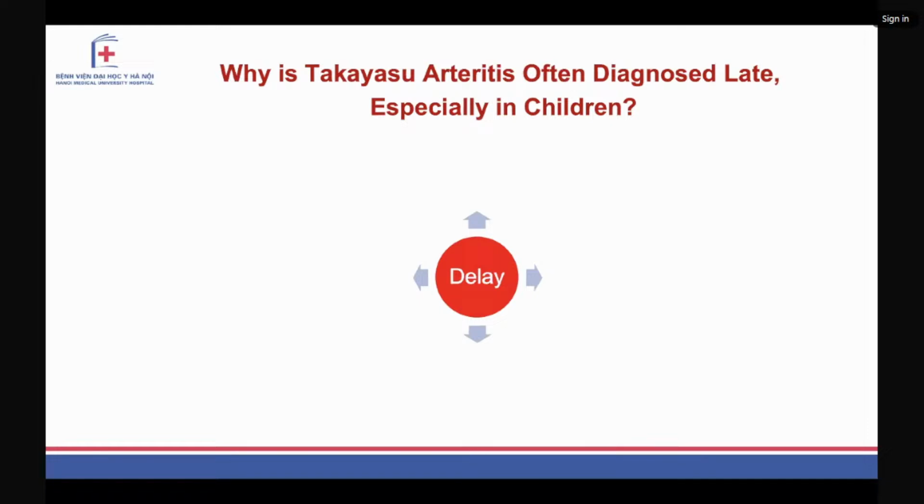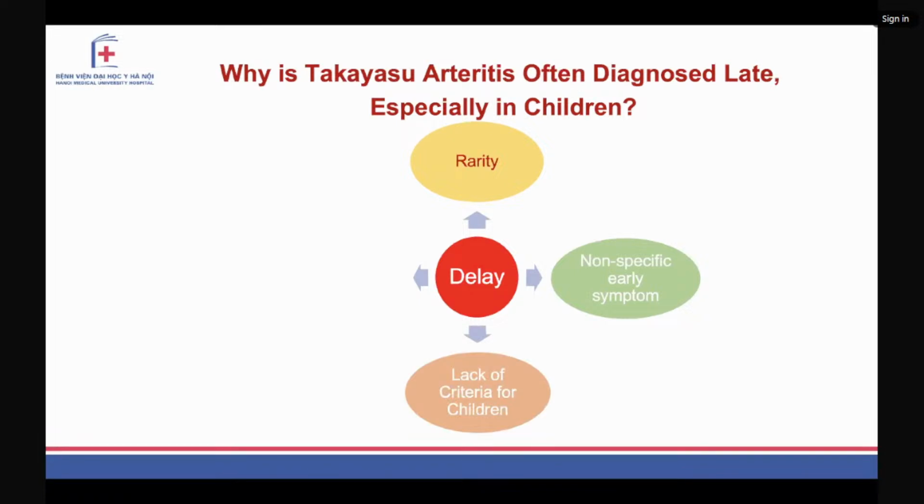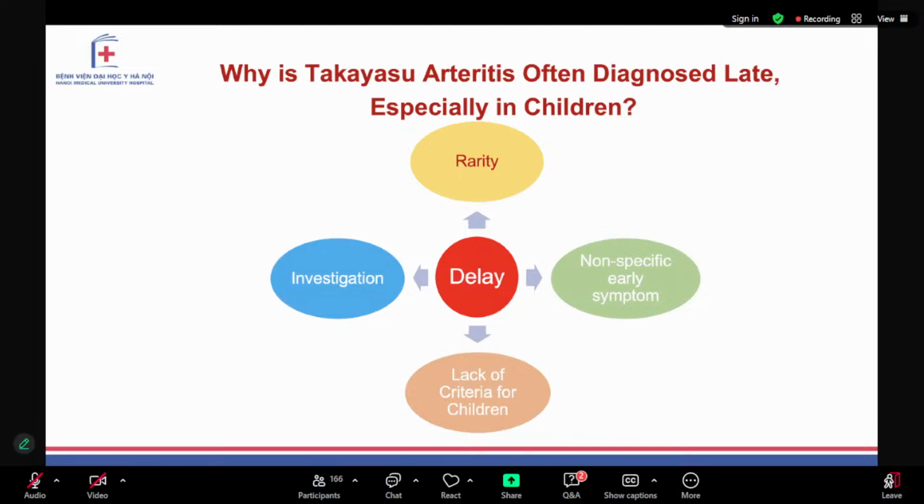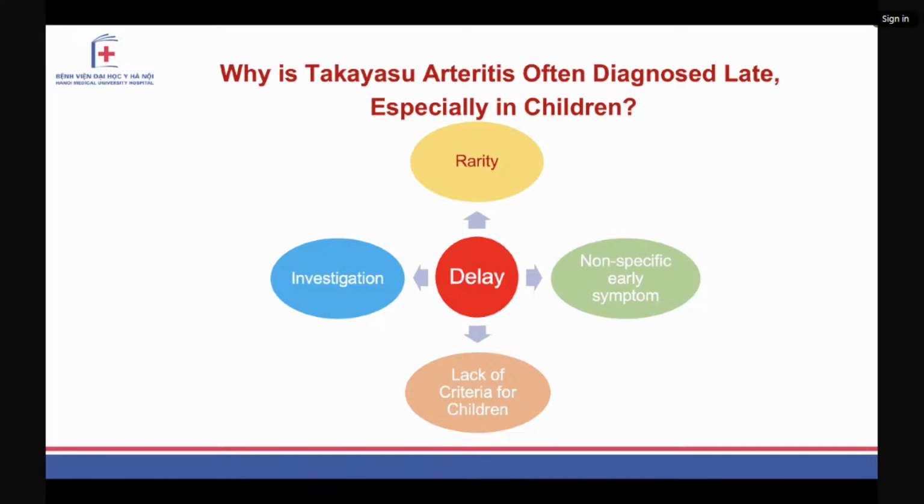So why is Takayasu arteritis often diagnosed late, especially in children? I'd like to highlight four major reasons why diagnosis is often delayed. First of all, the disease is extremely rare in children. Second, the early symptoms are very nonspecific. And third, there has historically been a lack of diagnostic criteria for children. And finally, advanced imaging studies like MR angiography or PET-CT are often needed but may not be readily available in all centers.